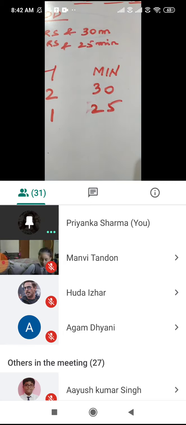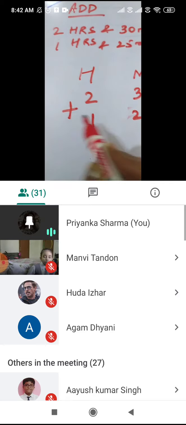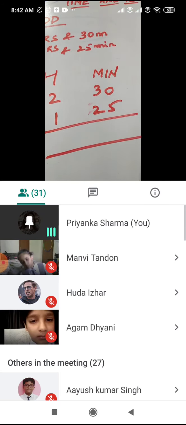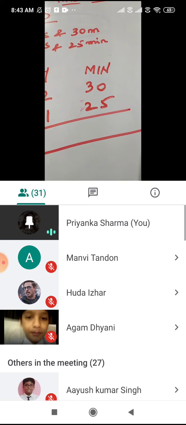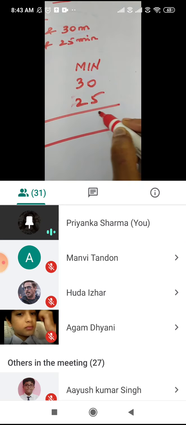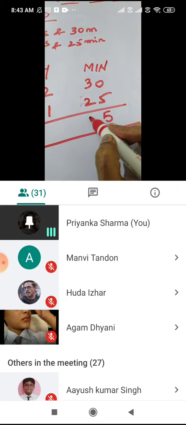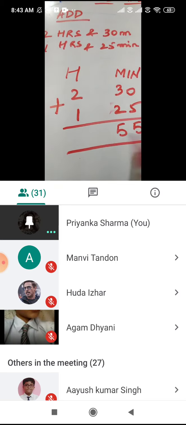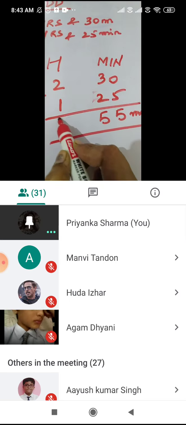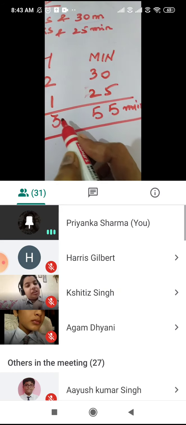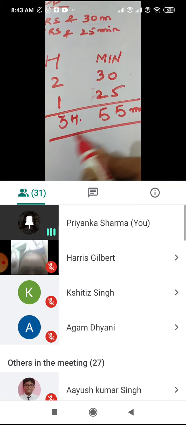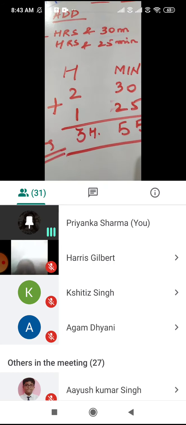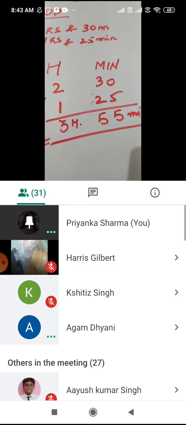Now we have to add, plus sign. We add in the same way as we usually add. So 0 plus 5 will give us 5. 3 plus 2 will give us 5. So the minute column is 55 minutes. Coming to the hour column, 2 plus 1 is 3. So 3 hours 55 minutes is your answer. This is the normal straight addition. Clear to everybody?